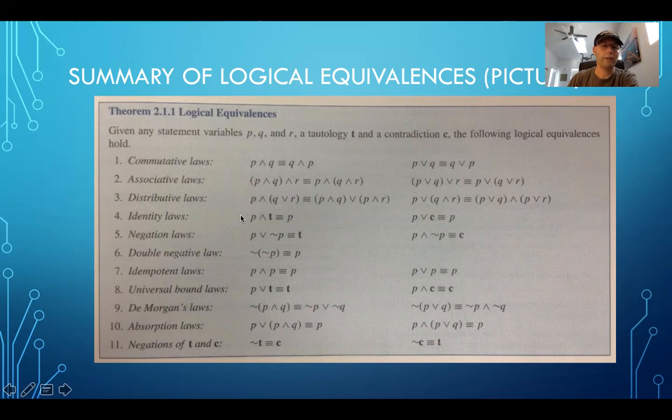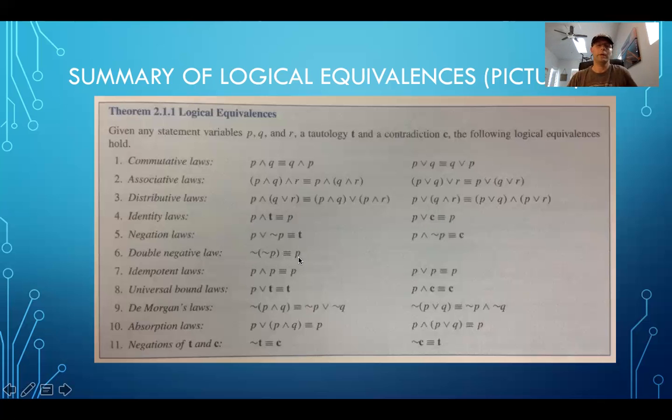Some of the other laws are interesting. If I have P and a tautology, that's just the same thing as saying P. That's called identity. It's almost like multiplying by 1. If I have an OR statement, P or a contradiction, that's the C, then I can just say P, because an OR statement just needs one true thing. If P is true and a contradiction is always false, then you can just say P. It's unnecessary to say the rest. And a double negative cancels out.